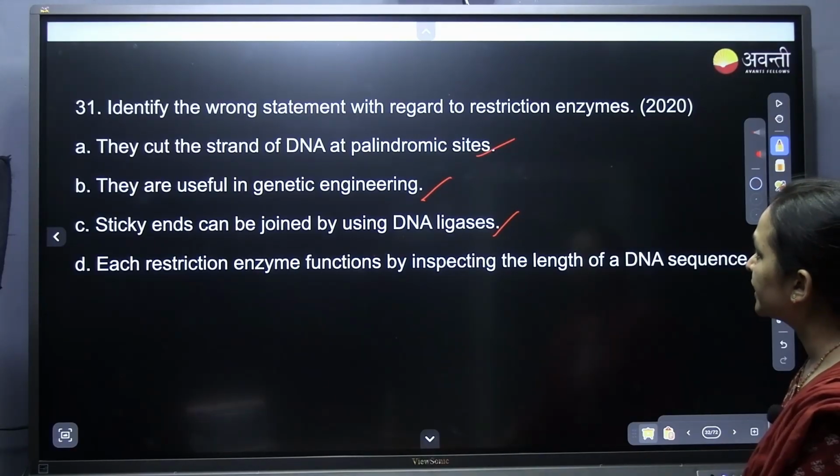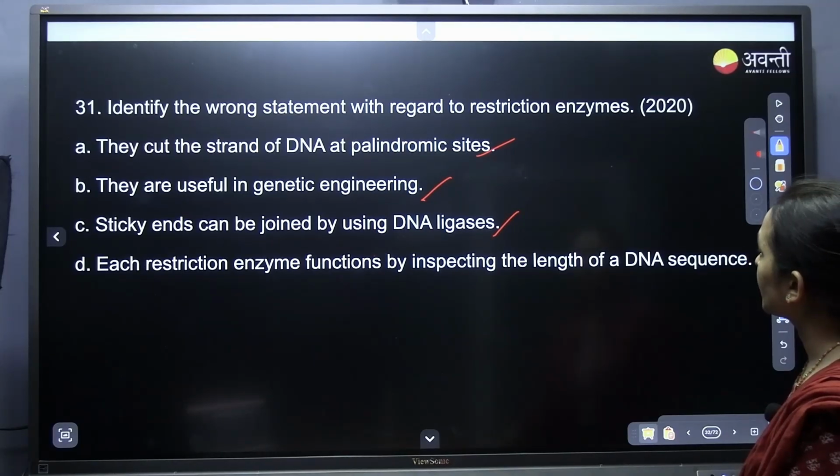They cut the strand of DNA at palindromic sequence. Identify the wrong statement with regard to restriction enzymes. Option C.